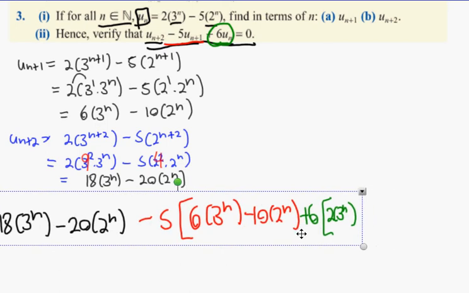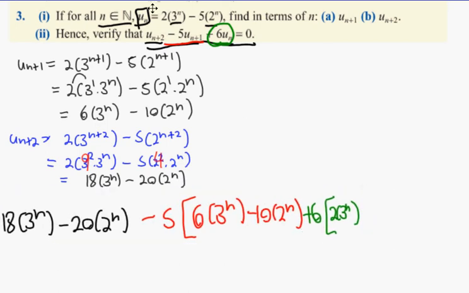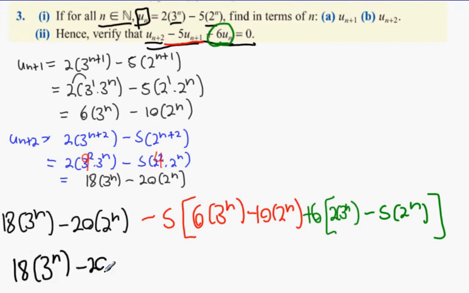Just beware of space with these ones, because you actually tend to run out of space a lot. 2 to the 3n minus 5 to the 2n brackets. Okay. Now here's what's happening. This stays the same. 18 3 to the n minus, sorry, close the bracket there. 18 3 to the n minus 2 2 to the n stays where it was.